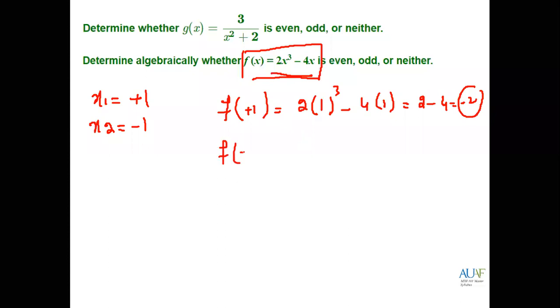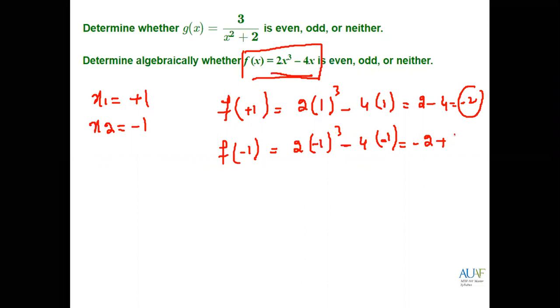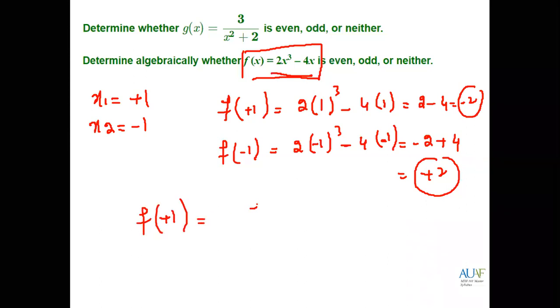Now, if you give the minus value, -1, so 2 multiplied with (-1)³, minus 4 multiplied with -1. So -1 cube actually equal to -1, multiplied with 2 equal to -2. Minus multiplied with minus equal to plus, 4 multiplied with 1 equal to 4. So -2 plus 4 equal to what? Plus 2. So f(+1) equals -2 and f(-1) equals +2, the same value but with a negative sign.